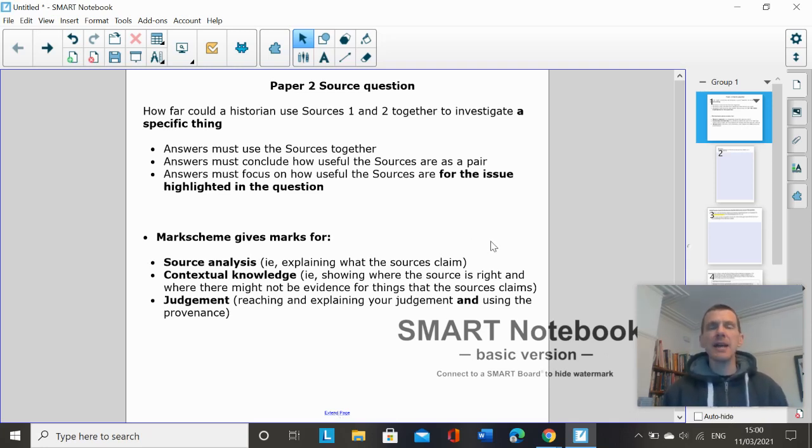It's likely that your answer will be somewhere in between that. It's likely that the two sources will be fairly useful for whatever it is they ask you, just because the exam board is likely to pick fairly useful sources more than anything else.